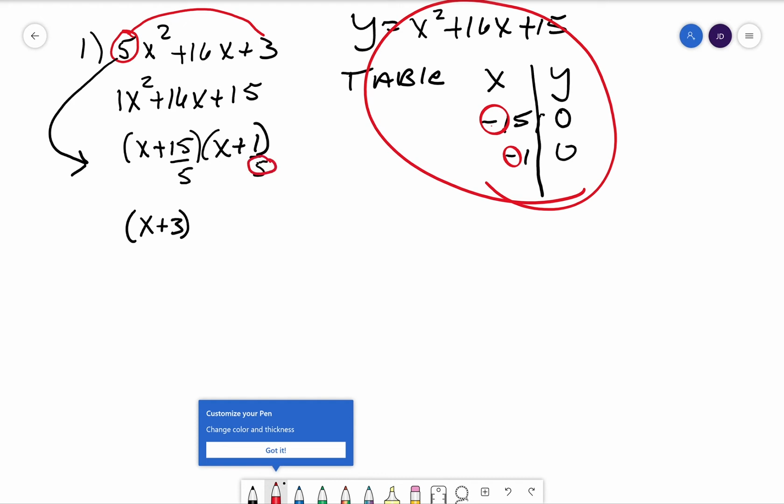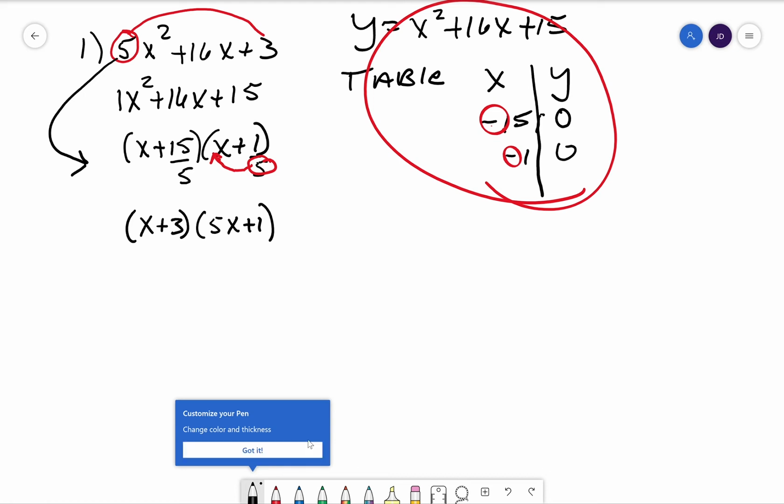So here's what we do. We take this 5, we put it right up there in front of the x. So now I get 5x plus 1, and I am done. I am done with this.